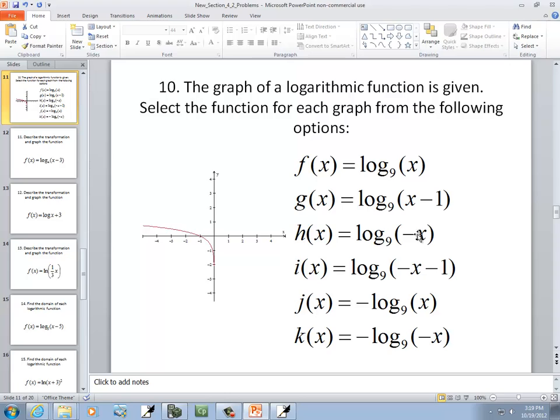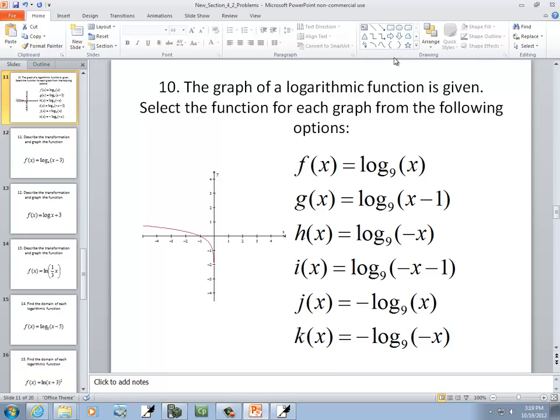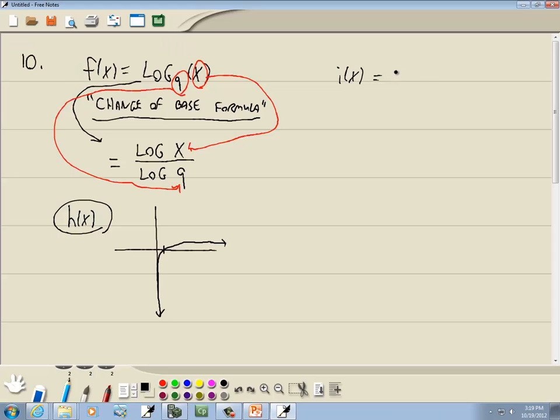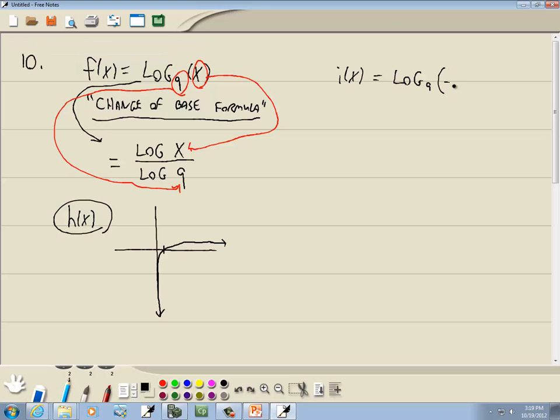Now i of x has a little bit of a twist to it that I want to mention. i of x is equal to log base 9 of negative x minus 1. Now if you got a number inside with the x along with a negative in front of the x, what you have to do first is factor a negative out. And that gives us x plus 1.